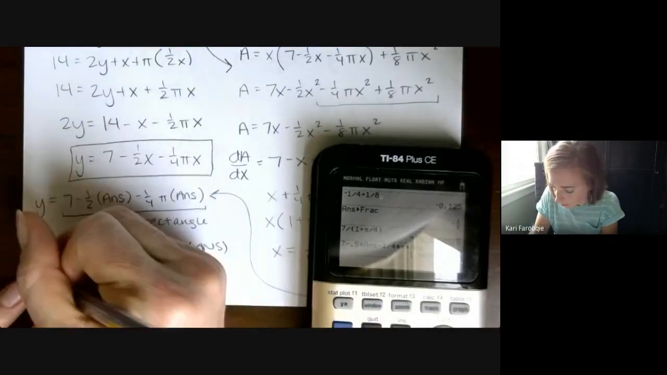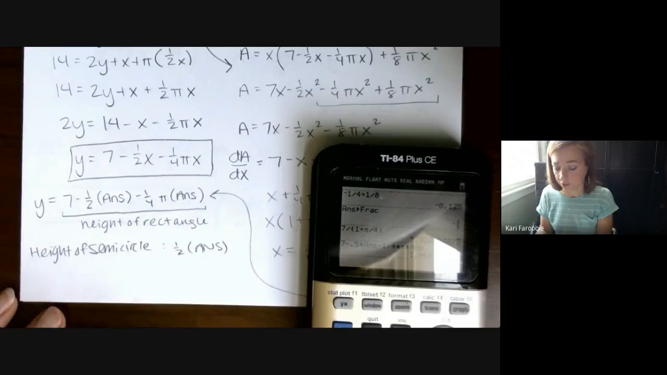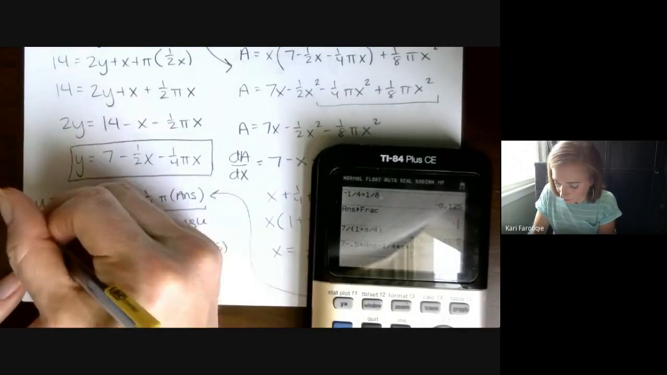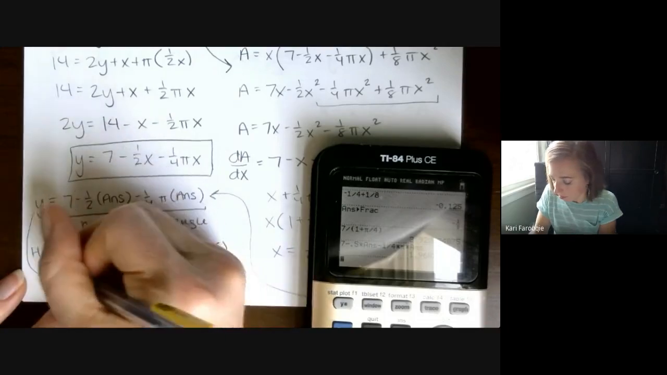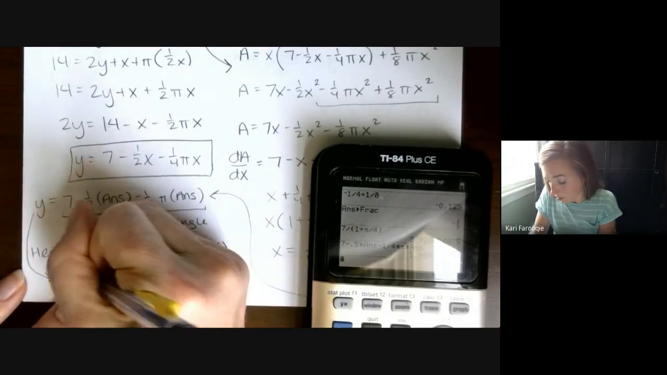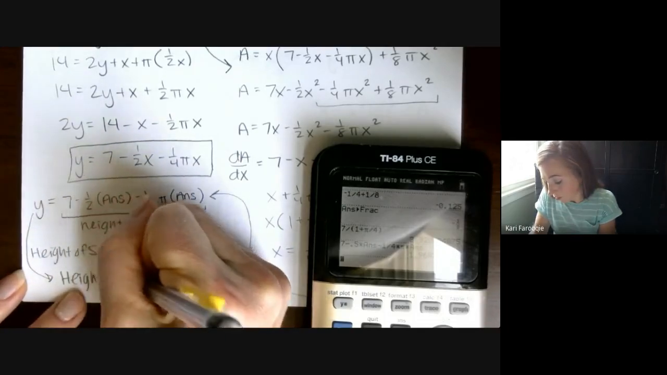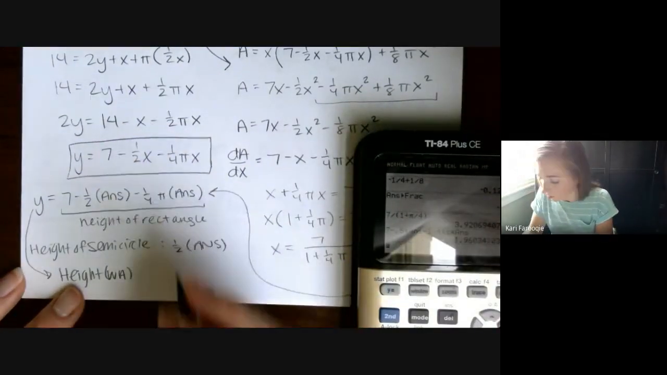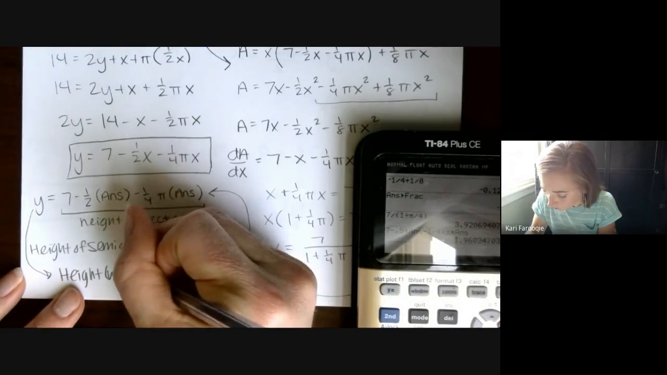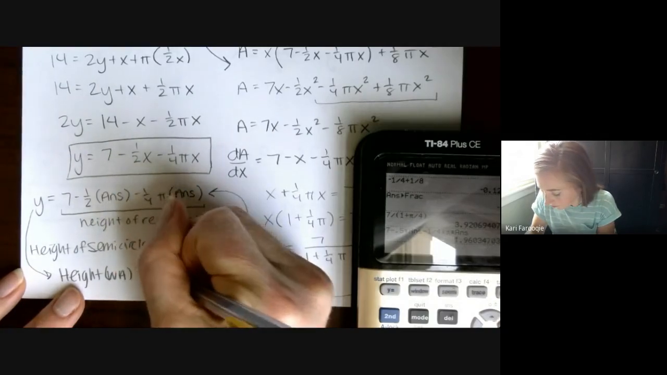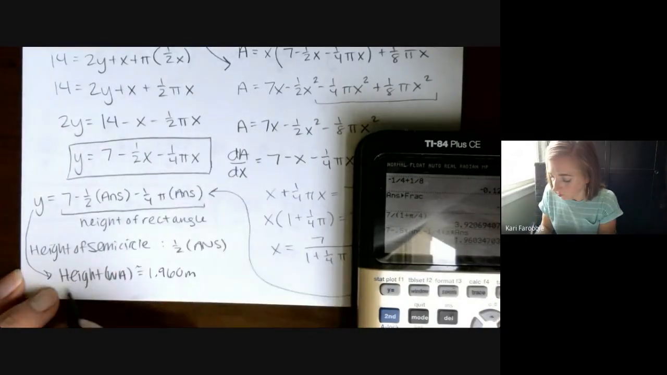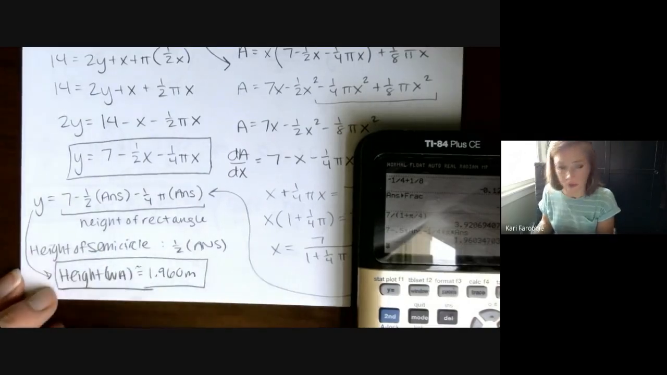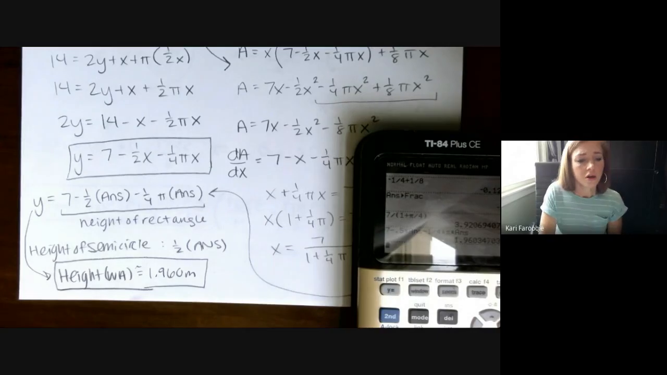So the height of the, I don't know, I find that to be really confusing. So your answer here for the height of the window that they're looking for on WebAssign would be 1.960 meters. Yeah, that's kind of confusing.